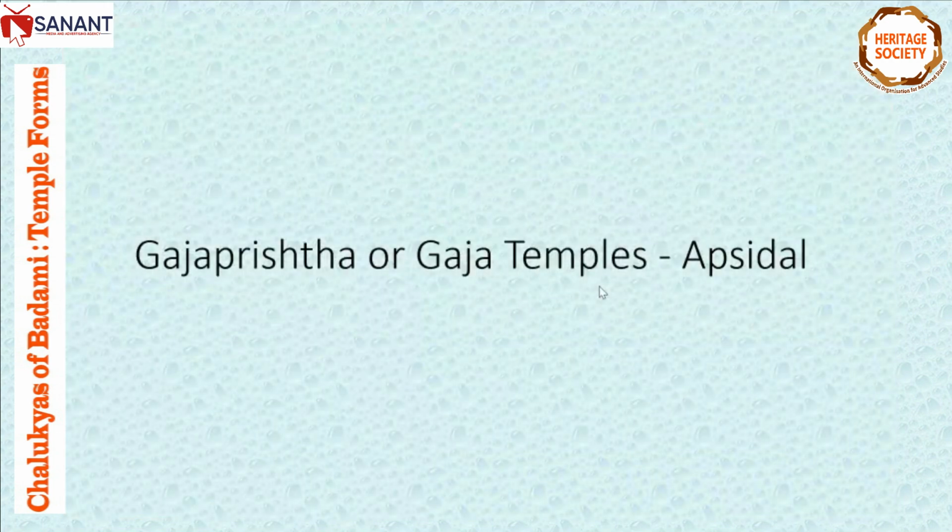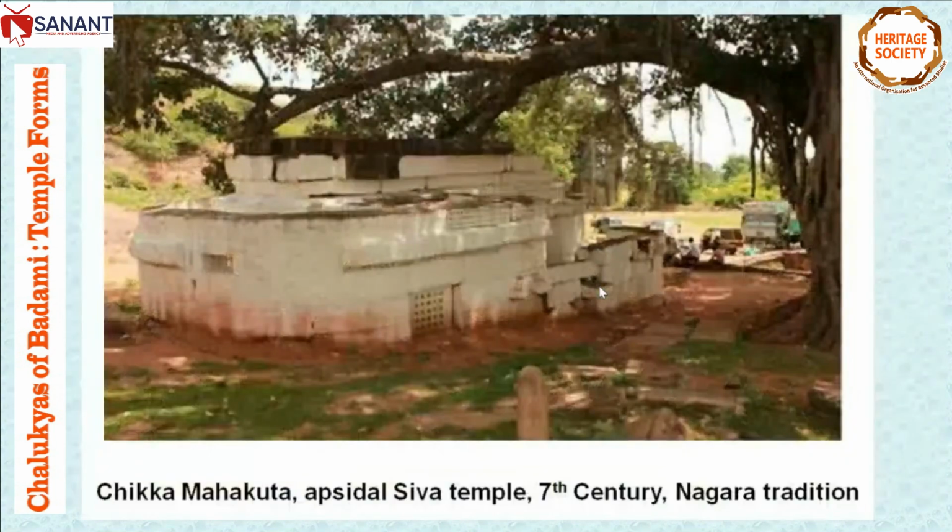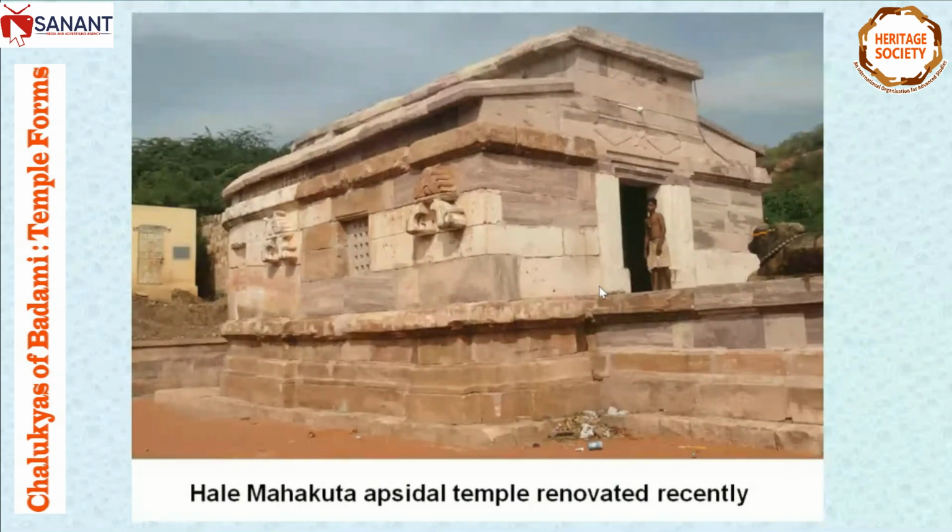We come to the Gajaprashtha or Gaja temples or apsidal temples. Okay. We have a few examples of this type of temple. One of them comes from Hale Mahakuta, which may be one of the earliest apsidal temples of the surviving temples of the Chalukyas. Okay. You can see the old photograph of that. It has been reconstructed recently. You can see how it looks now. Of course, unwanted things here. These are not Chalukyan features at all.